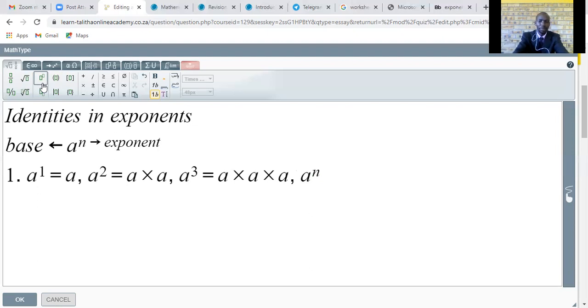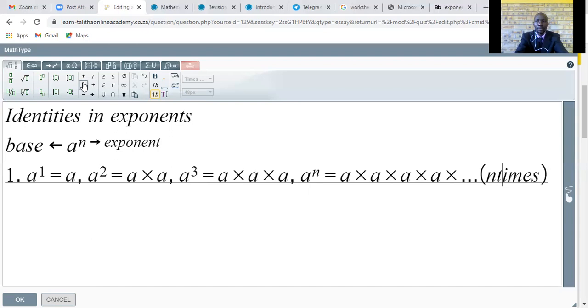This then means A will be multiplied by itself n times. That is A for the first time, A for the second time, A for the third time, A for the fourth time. We keep multiplying until we get A n times. That is what we mean by the power or the exponent of a number.